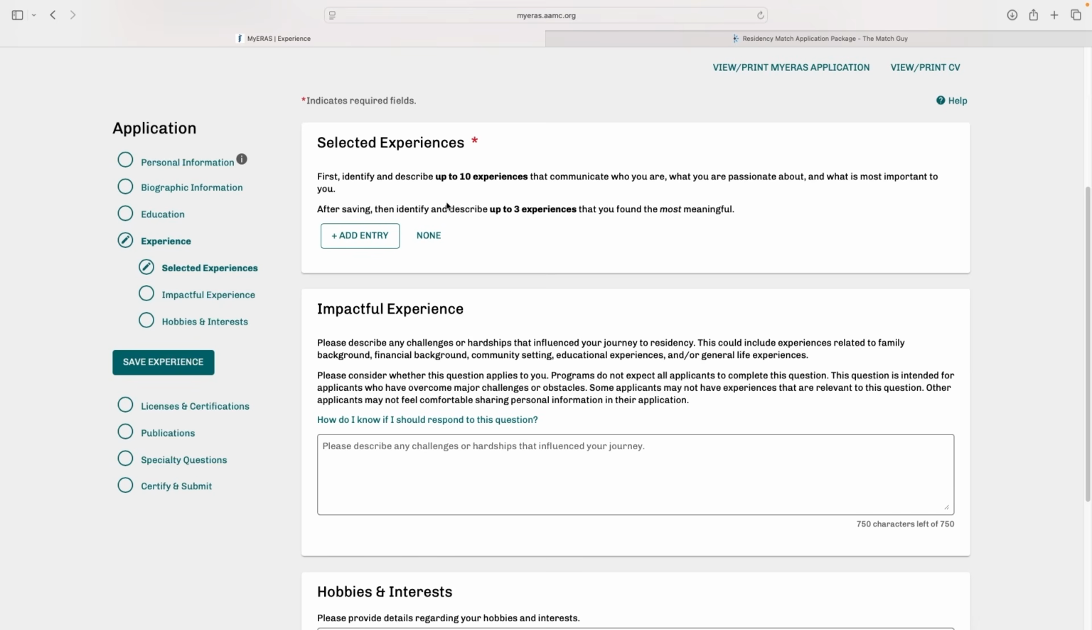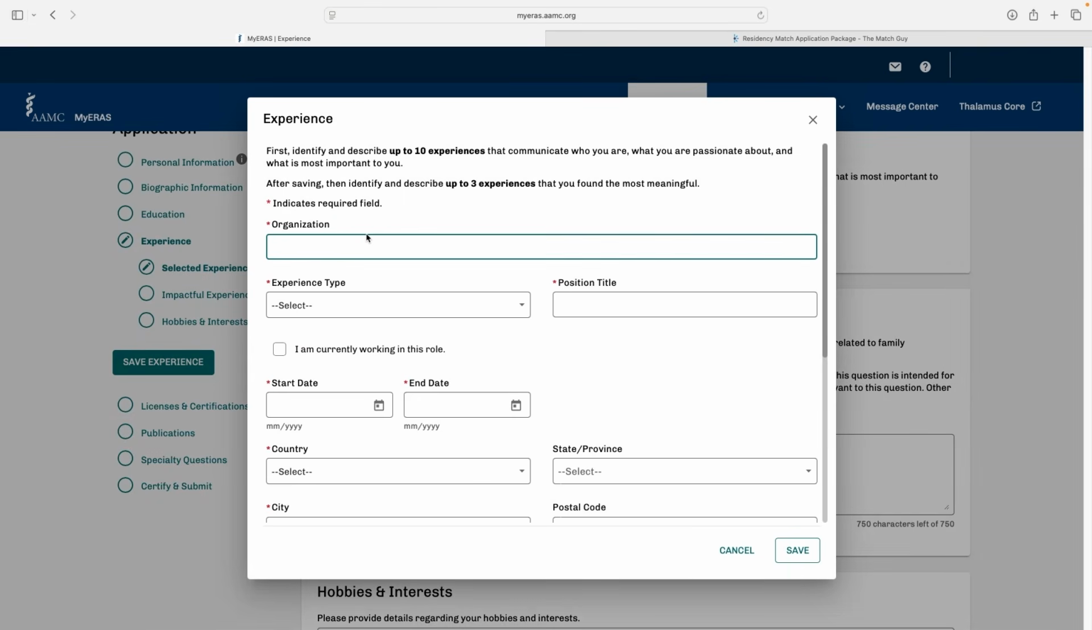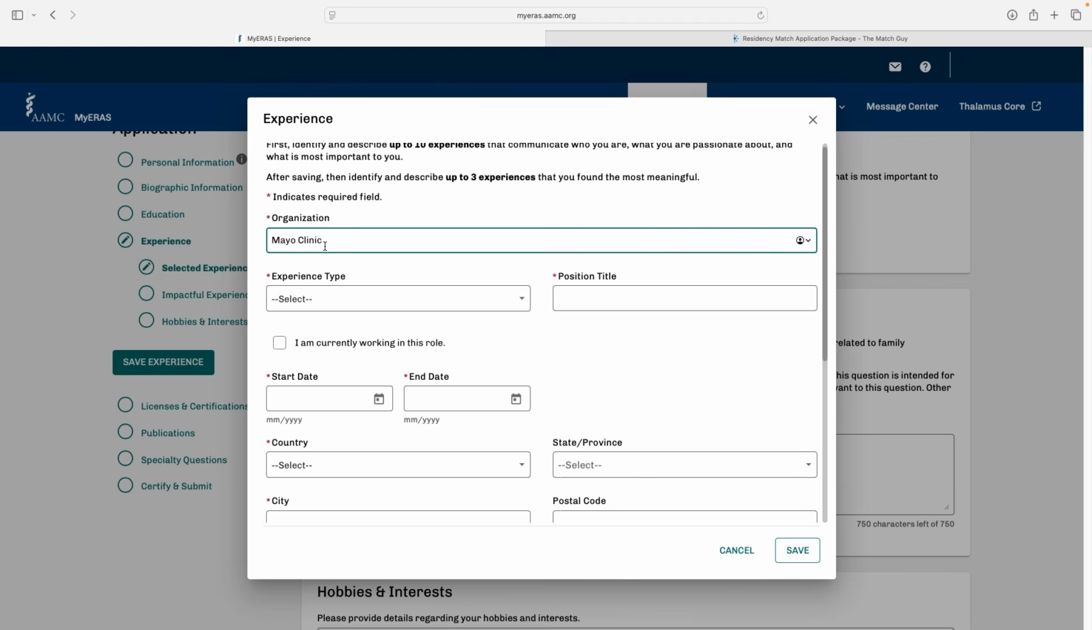I take my time explaining this section because, again, this is a very important section, and this is the section where you will talk about your experiences and accomplishments. Let's start by clicking add entry, and you will see there are multiple boxes you need to fill. We will start with the organization. So where did you do this experience? To show you an example, especially for the most meaningful, I'm going to add Mayo Clinic, the place where I did research for a year. So I'm going to add the organization name, and you can add whatever organization you did this experience at.